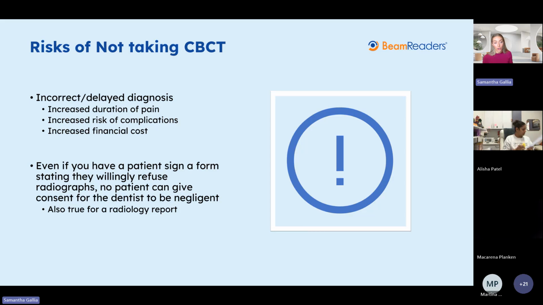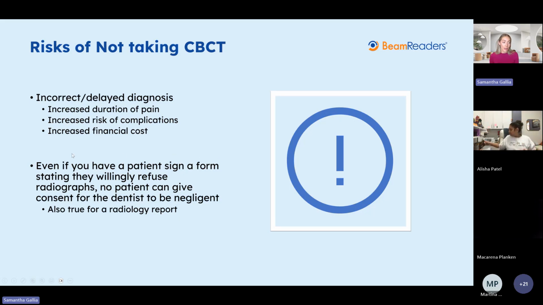Because we can try a root canal, but if there's a vertical root fracture that we could have seen on a CBCT, the tooth was going to have to be extracted anyway. So a lot of times it ends up being more costly for the patient if you're not able to perform all the diagnostic tests that you can.